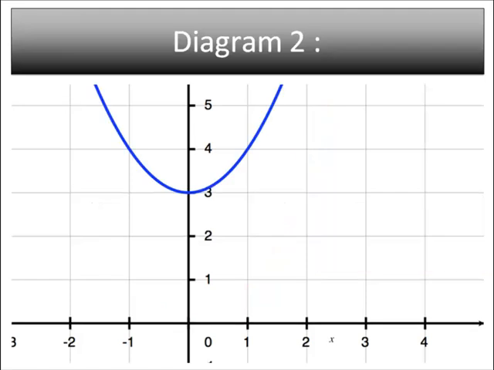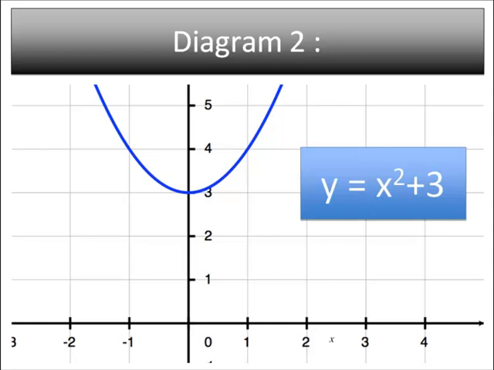Pause the video again and try and work out what the equation of this graph is. Then press play. So the equation of this graph is y is equal to x squared plus 3. So it's the original graph that we had a minute ago in red. It's just been moved 3 steps up.